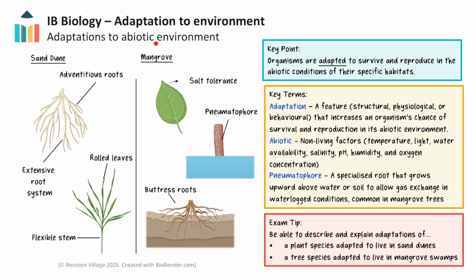Adaptations to the abiotic environment are how organisms survive and reproduce under different non-living or abiotic conditions. Take a look at the example shown here. Each plant has unique features that allow it to thrive in challenging environments, from dry deserts to waterlogged mangrove swamps. These are all examples of adaptations to abiotic or non-living factors, such as temperature, light, water, salinity, and oxygen availability.